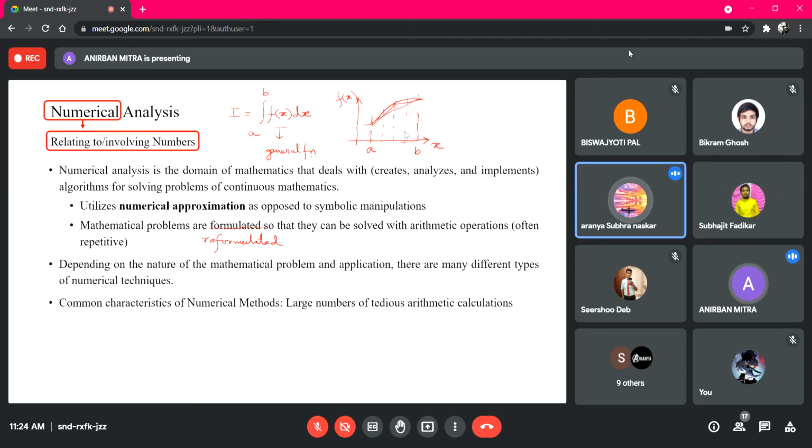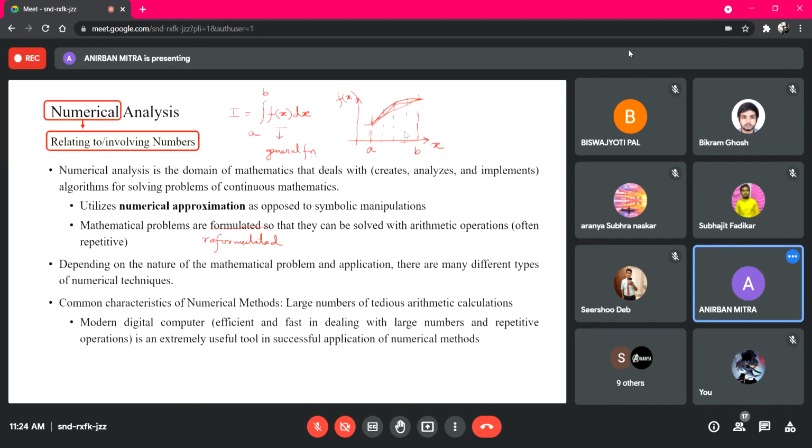Calculators or computers. In fact, scientific calculators also are kind of computers, you can say. But anyway, the answer is computers. Modern digital computers. They are efficient and fast in dealing with large numbers as well as very small numbers. And they are proficient in repetitive operations. Probably they can perform thousands of iterations in a fraction of a second. So that makes modern digital computers an extremely useful tool in case of numerical methods.